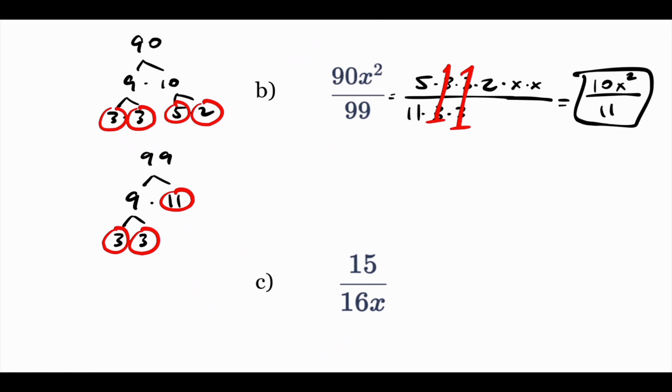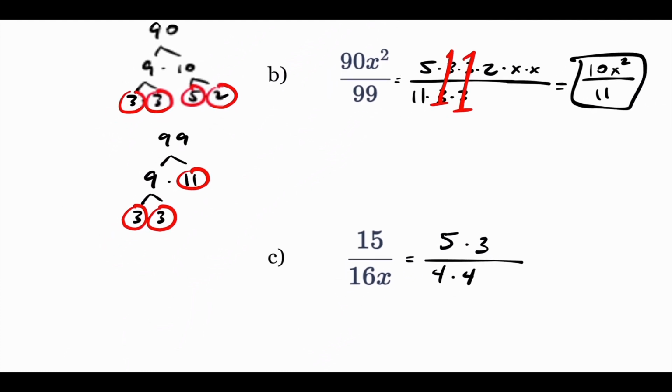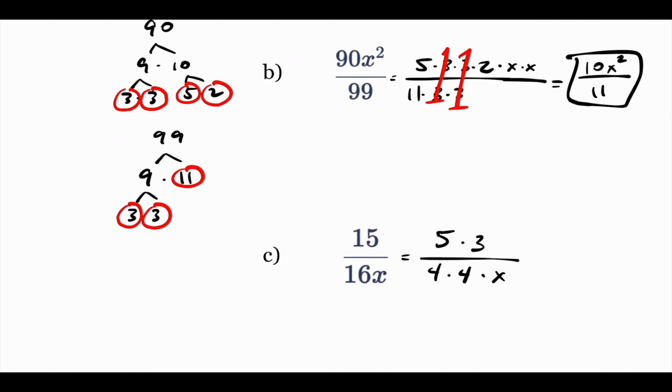Okay. Last one. 15 is 5 times 3. 16 is 4 times 4, or 8 times 2. Even if I break down 4, it's still 2 times 2, right? So there's nothing that cancels out. Sometimes that happens. Sometimes you're dealing with a fraction that's already been reduced. Okay?